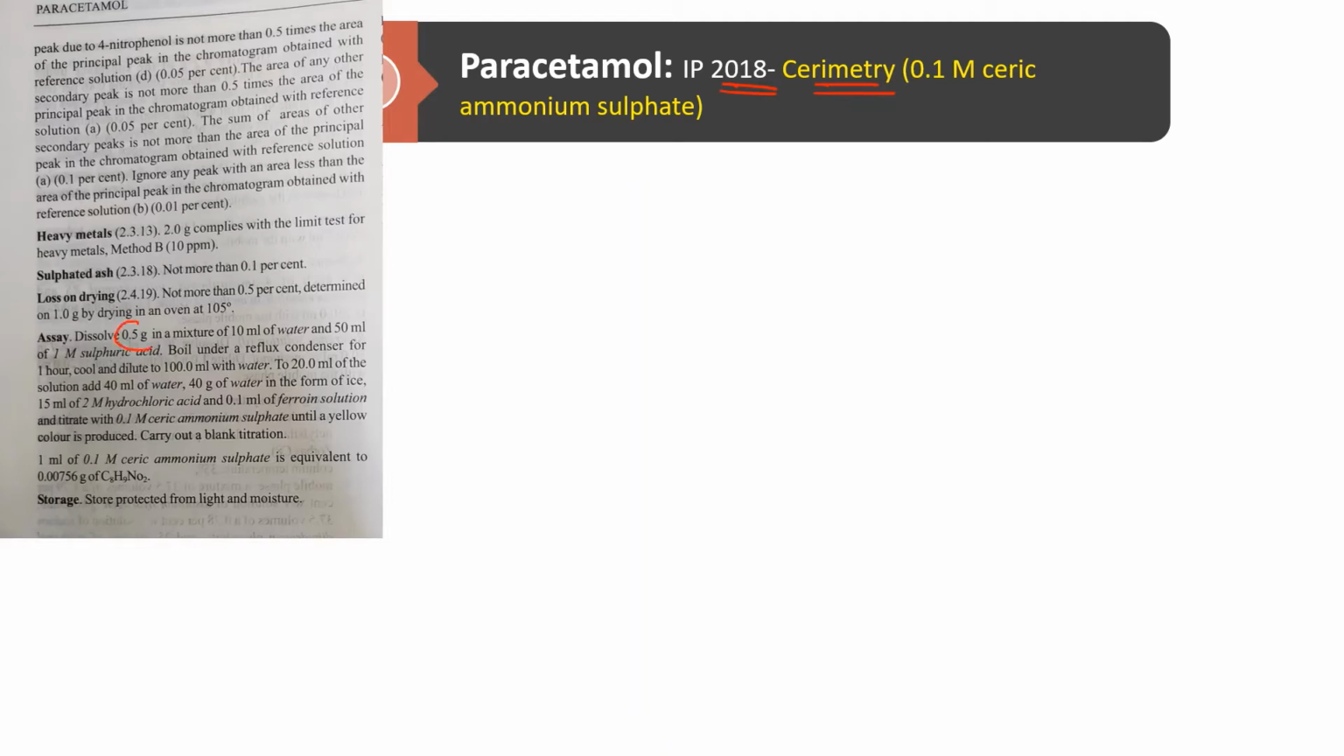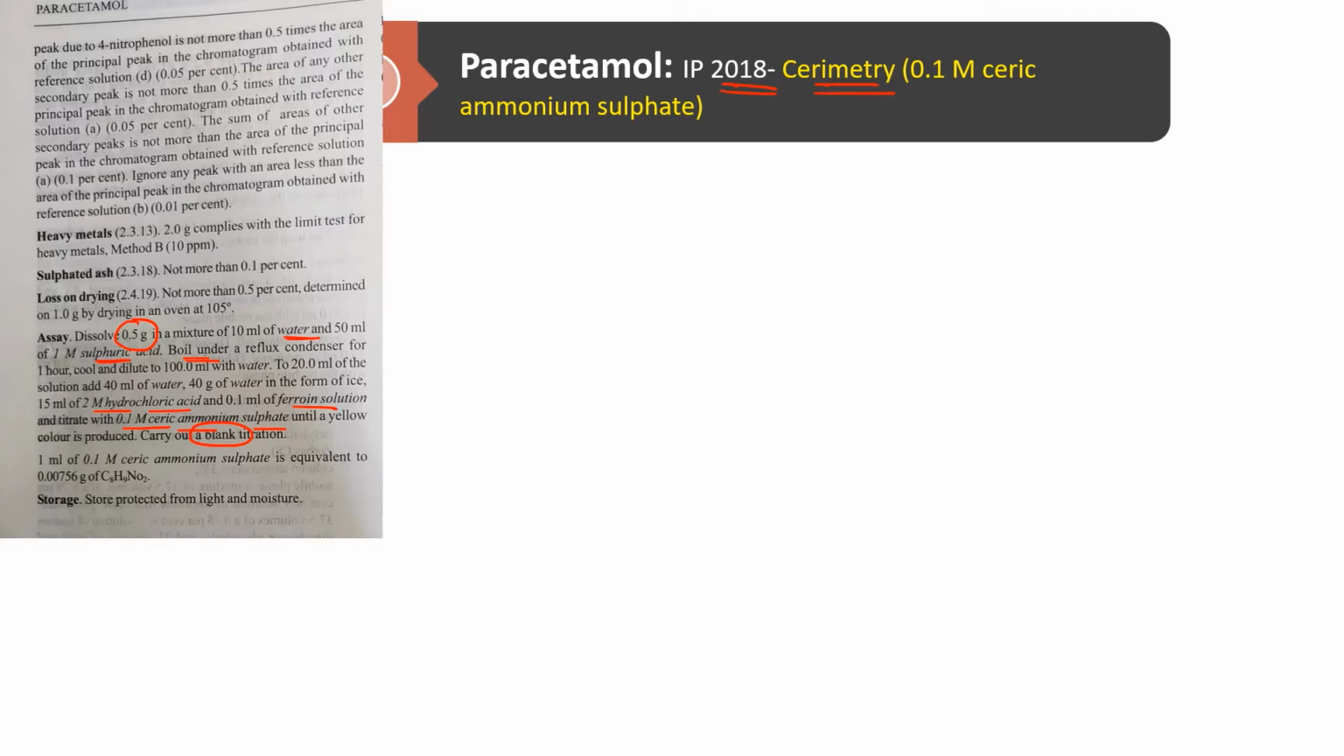So we dissolve this much amount of drug in the solvent. This is also 50 ml. We boil, reflux, and then see here we are adding HCl, ferroin, and then we are directly titrating with ceric ammonium sulfate. Okay, and we carry out a blank titration also. So here back titration is not there.